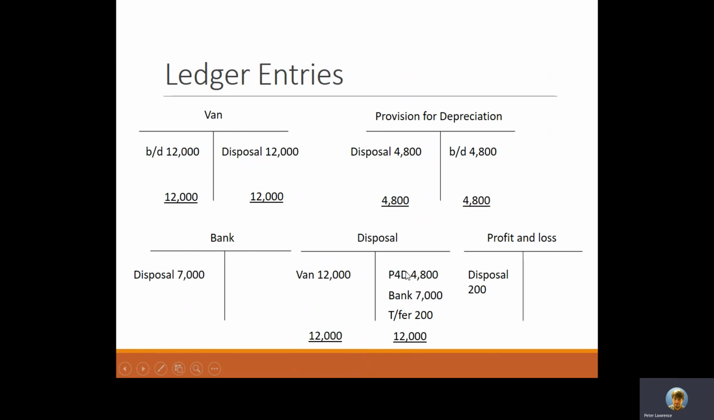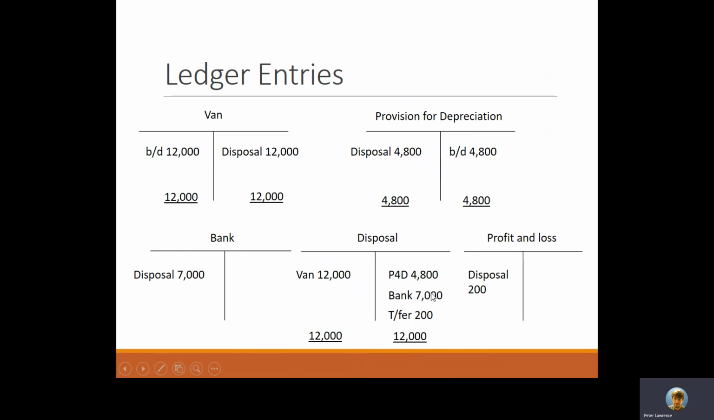Now we can see this in the ledger. We've got the brought down figure of £12,000 for the van and £4,800 on the provision for depreciation. When we sell the van, we're going to take the van out of the ledger and put that to the disposal account on the debit. As we've sold the van, we can't claim that depreciation anymore. So we're going to remove the depreciation from the provision by debiting the provision and crediting the disposal.